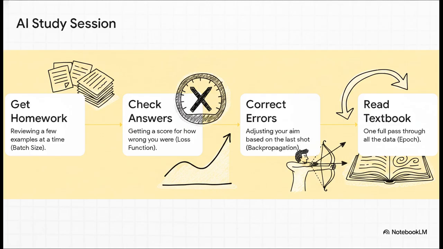Think of an archer adjusting their aim after every shot. And finally, after it's gone through all the data once, it's completed an epoch, like reading the whole textbook one time before starting the cycle all over again.